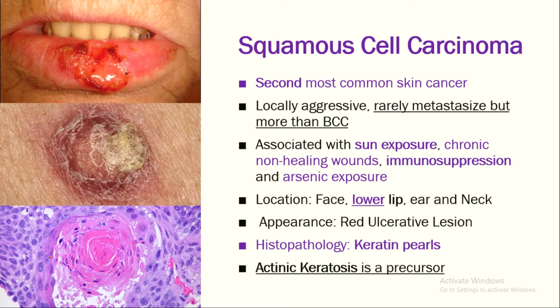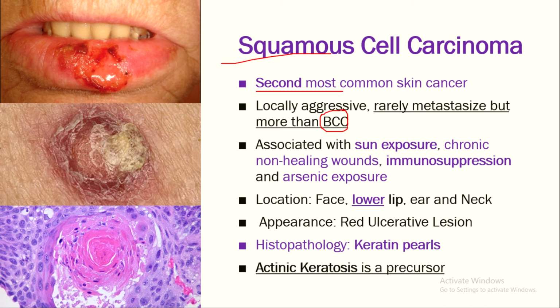Now, moving to our second skin cancer, which is squamous cell carcinoma. This is the second most common skin cancer, and it rarely metastasizes, but it is more likely to metastasize than BCC, basal cell carcinoma. So it is the second most common skin cancer, and it is more likely to metastasize than basal cell carcinoma, but still it rarely metastasizes.